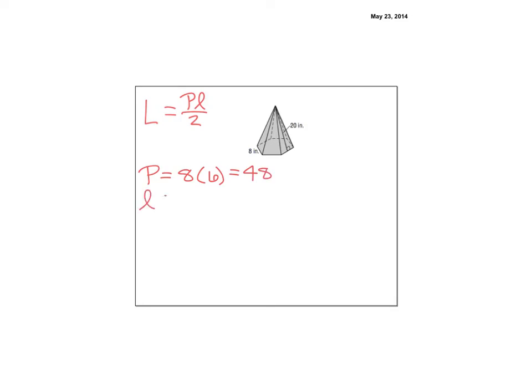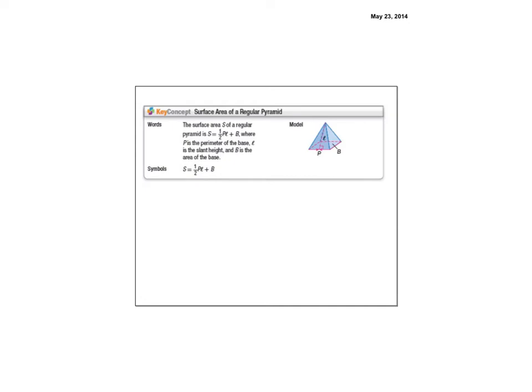And then our slant height is 20. So our lateral area is 48 times 20 divided by 2. And that'll give us 480. So now we're going to start to talk about the surface area of these pyramids.